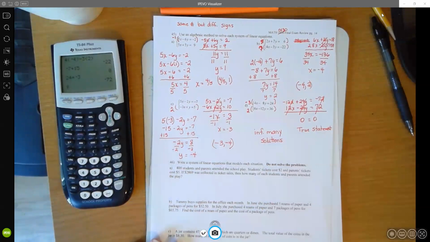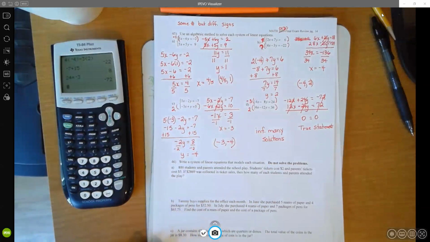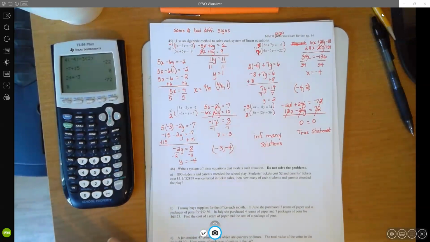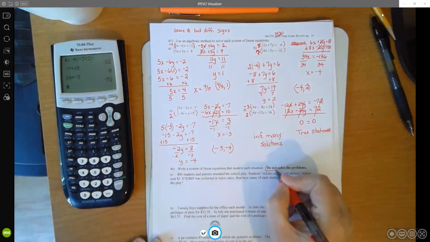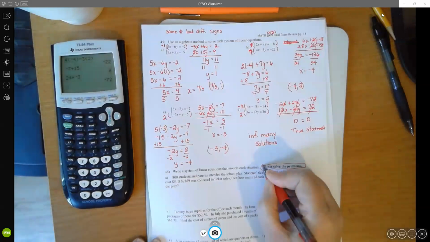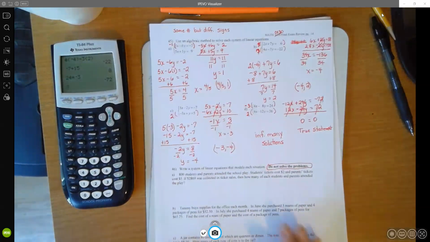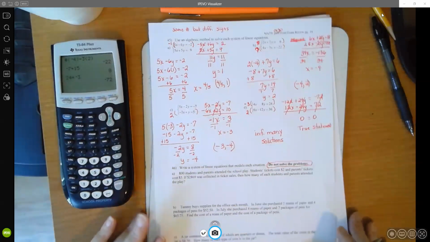Okay, let's look at number 46, which says write a system of linear equations that models each statement. So we've got 3 problems we're going to write there. But notice it does not ask you to solve the problem, so I am not going to solve these problems. Now, if we did solve them, they would solve like problems in 45. So if you want to, you could go back and practice them, but it's not necessary.